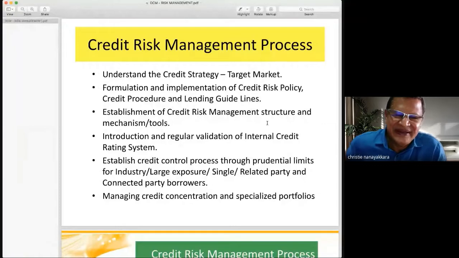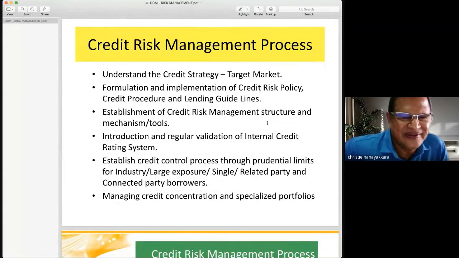Lending guidelines are for different types of credit lines. They will issue different guidelines, so that will be helpful for the business unit. Then also they will establish the credit risk management structure.